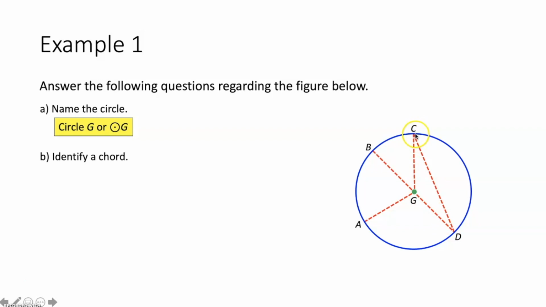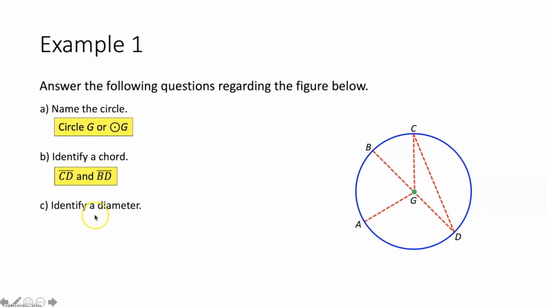But what about segment CD? Yeah, segment CD is a segment where both endpoints are on the circle. Therefore, segment CD would be considered a chord of circle G. Also, we have a diameter here, segment BD. Because segment BD passes through the center of the circle, that would make it a diameter. But it also has both endpoints on the circle, making it a chord as well. So those would be your two chords.